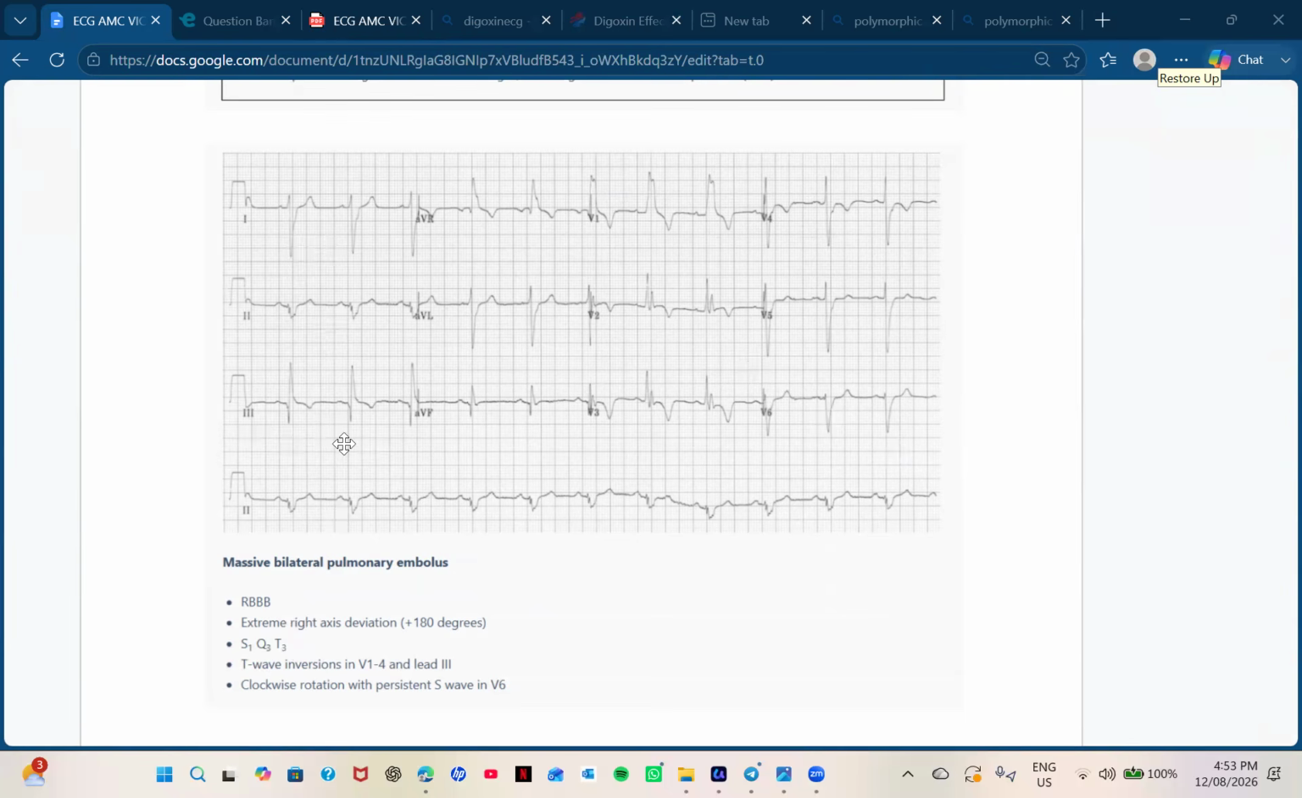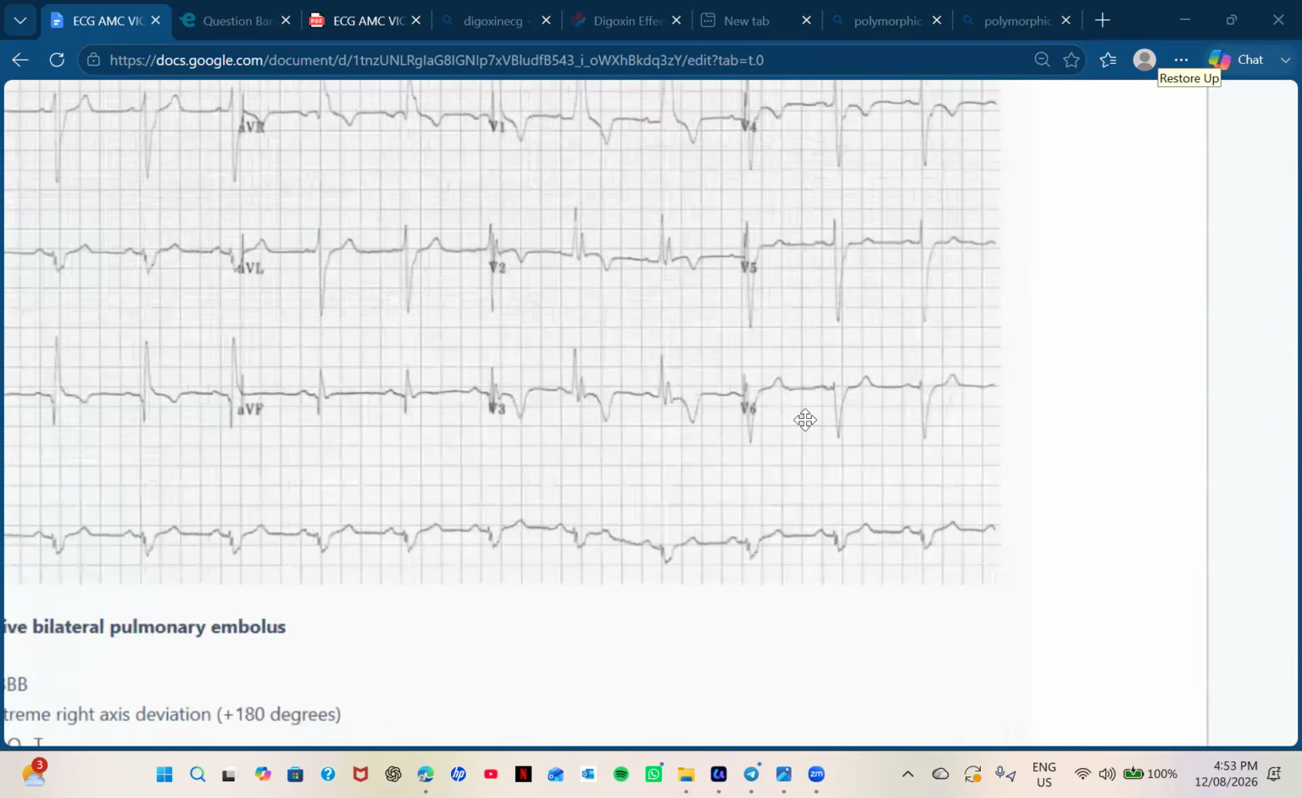Okay, T3, Q3, and inverted T is also present. Here you can see the pattern and T wave inversion in V1 to V4. Yeah, you can see the T wave inversion here as well. Okay, good. Then the clockwise rotation, a persistent S wave in V6, as the clockwise rotation.